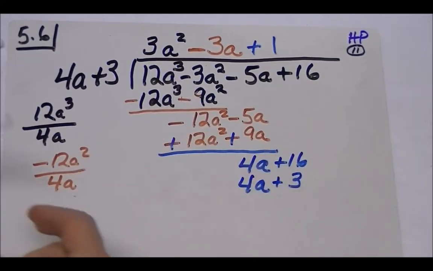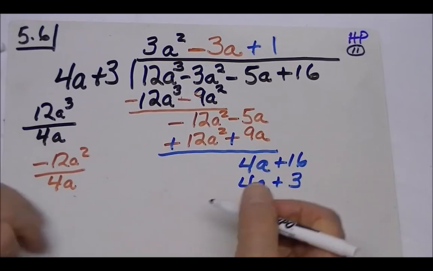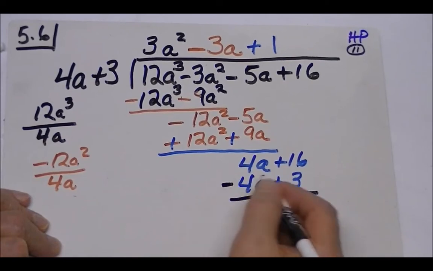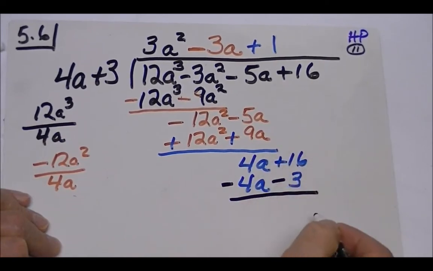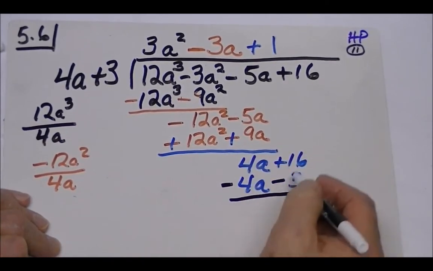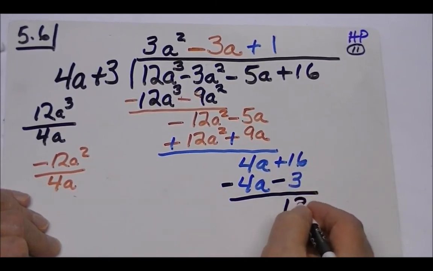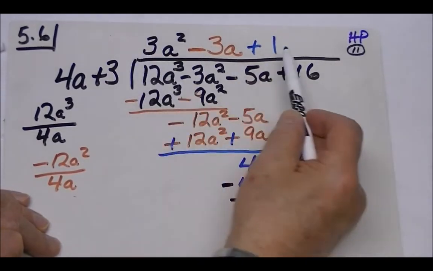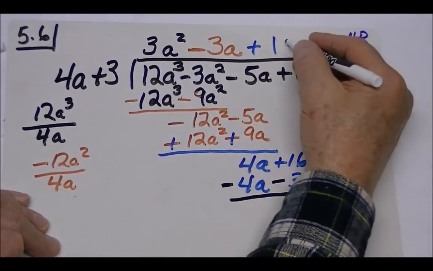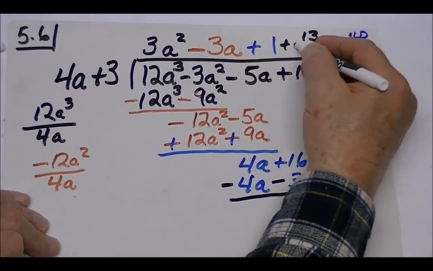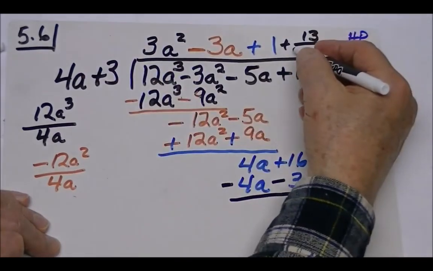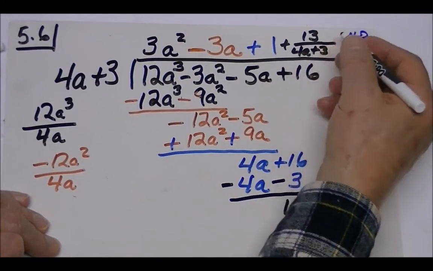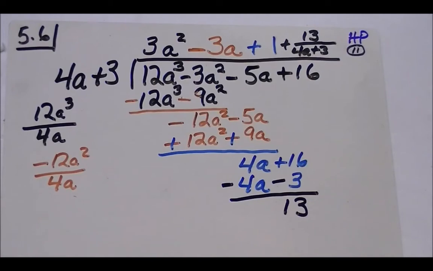Now again, we're going to draw a line. And the pattern should be when you put that line, you change these signs. So these will cancel out, and this leaves me with a 13. So our final answer then would be this plus 13 over what we have out here, 4a plus 3. And that would be the way you put it into MATLAB.